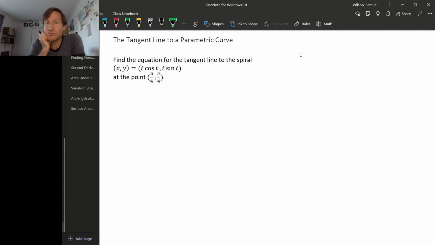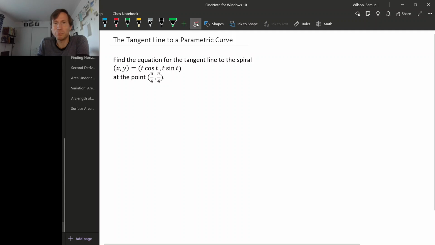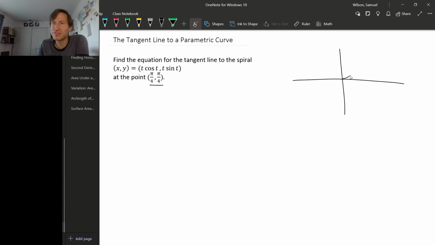So let's find the equation for the tangent line to this spiral parametric curve, t cosine t, comma t sine t. And let's find the tangent line at this point, pi over 4, comma pi over 4. If you graph this parametric curve, it turns out that it looks something like this. And it keeps going around and around as t increases more and more. And there's a point here, pi over 4, comma pi over 4. And there's some tangent line.